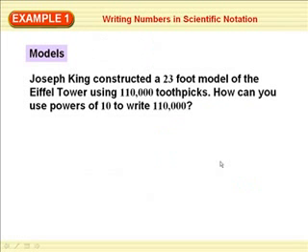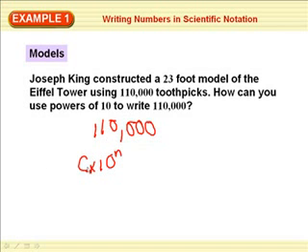So example 1. Joseph Keene constructed a 23-foot model of the Eiffel Tower using 110,000 toothpicks. How can you use powers of 10 to write 110,000? So there's our scientific notation. Let me rewrite it. The idea is to use the form C times 10 to the n. C has to be a number between 1 and 10. Right now the decimal point is right here. We're going to move this decimal point until this number becomes a number between 1 and 10.